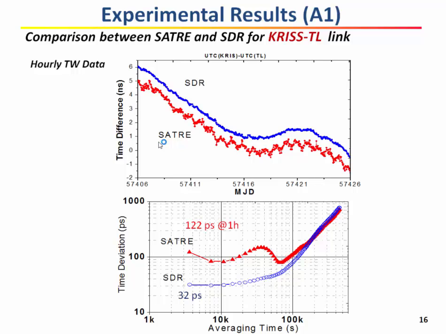The blue curve is the SDR, and the two-way performed by the C3 is in the red curve. You can find some diurnal here, about 0.5 nanoseconds. And here shows the time deviation. You can find the C3 related here. At the 1 hour, the time deviation is about 122 picoseconds. The SDR have a better short-term stability, and there's no diurnal here. And when the averaging time is larger than 2 days, the result will be consistent.